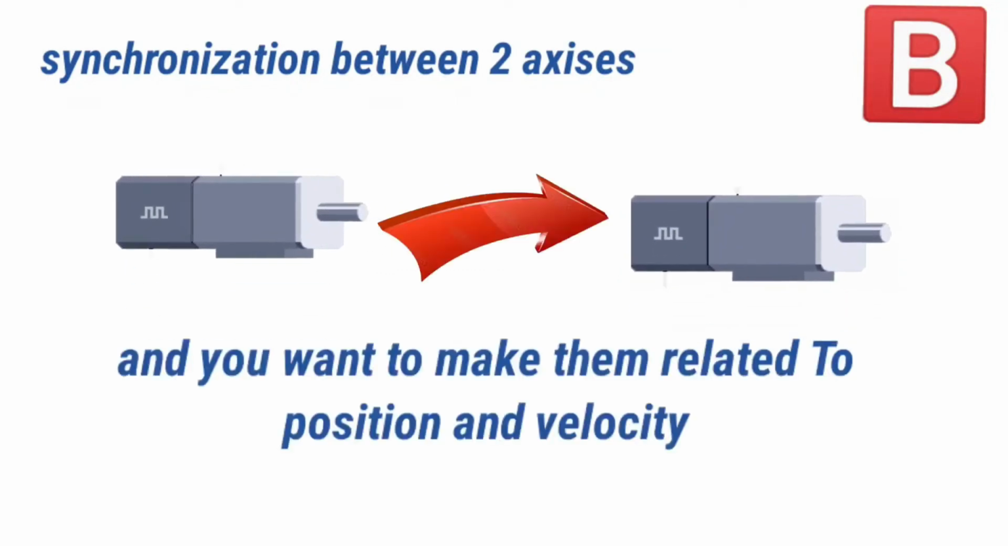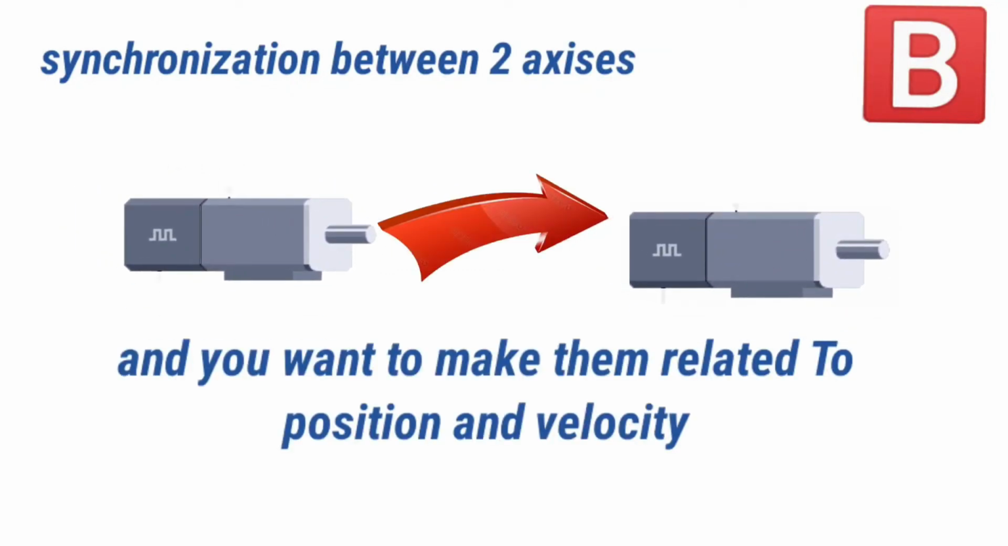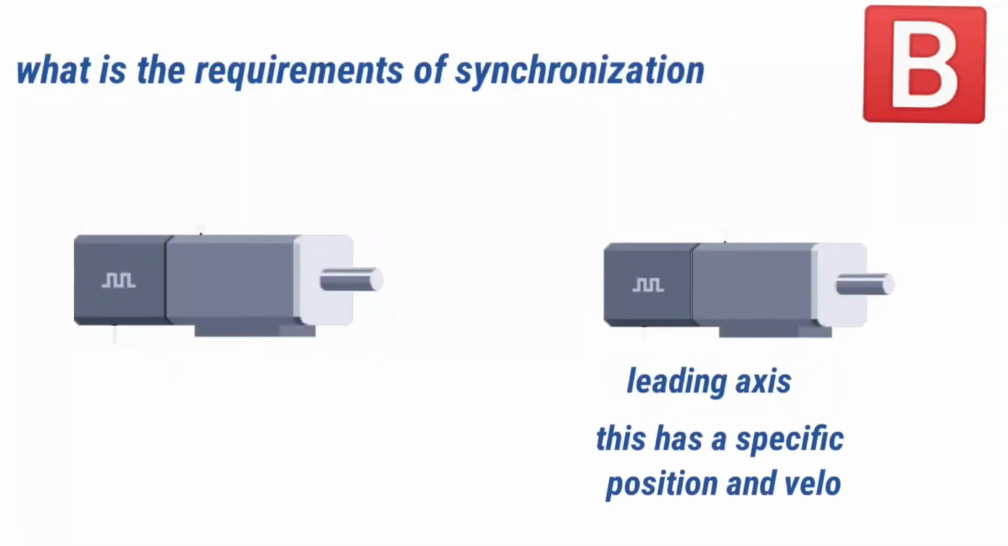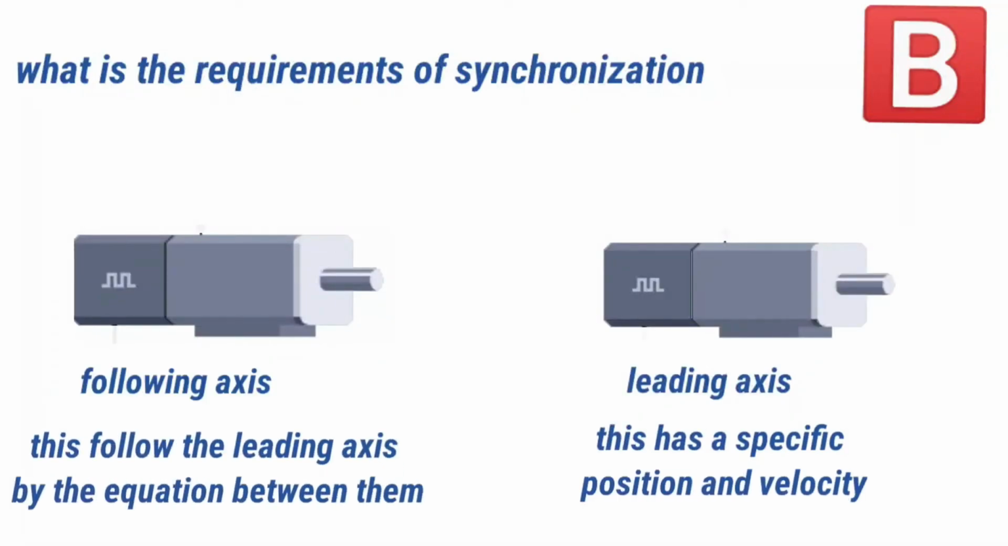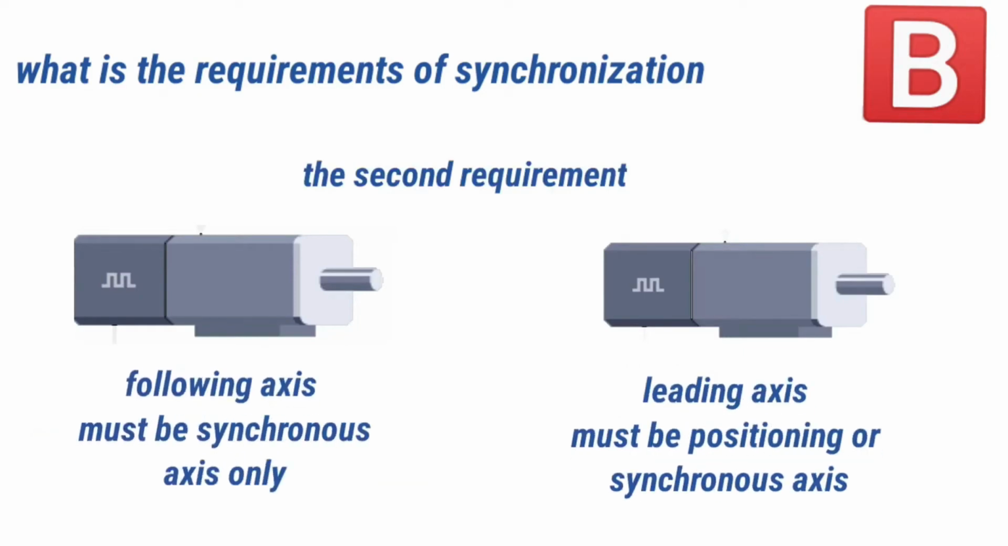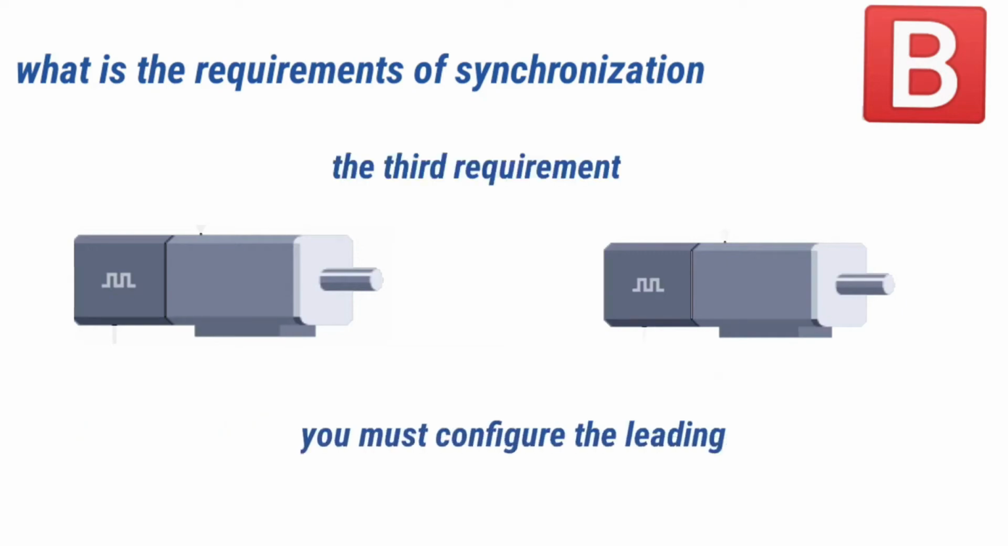Do you have two servo motors, and you want to make them related in position and velocity? This relation between them is called synchronization. To make synchronization, first you need a leading axis that has a specific position and velocity. Second, you need a following axis that follows the position and velocity of the leading axis.